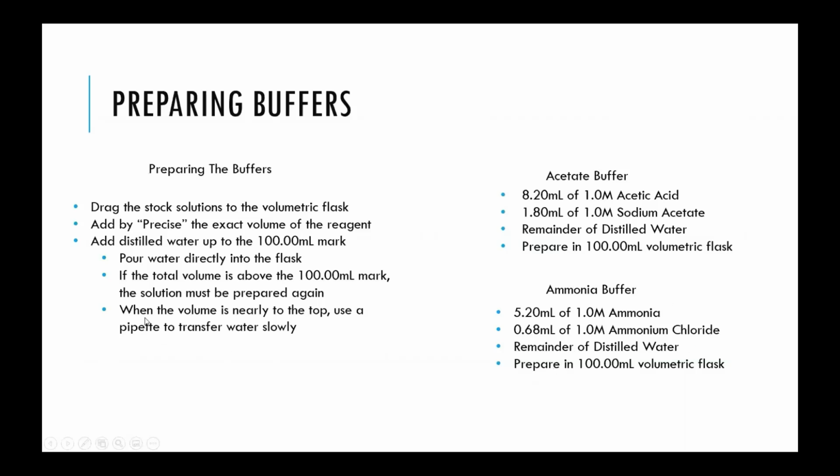Now, when the total volume is close to the top, you should use a pipette to slowly transfer in the correct amount, because if you go above that 100 milliliter mark, the pH is going to be a little off. So you need to prepare these exactly at the set pHs. So if you go over that 100 milliliter mark, you should start re-preparing the solution.